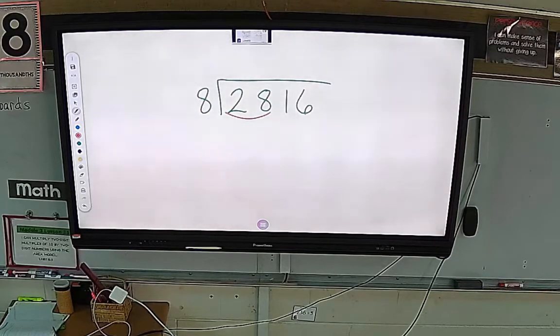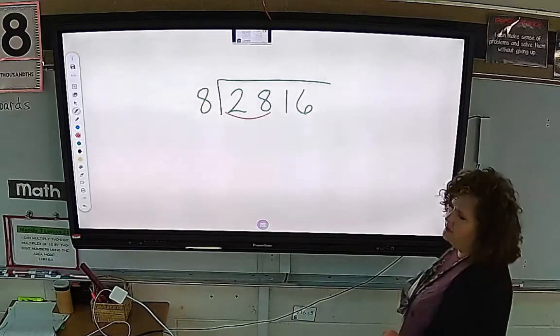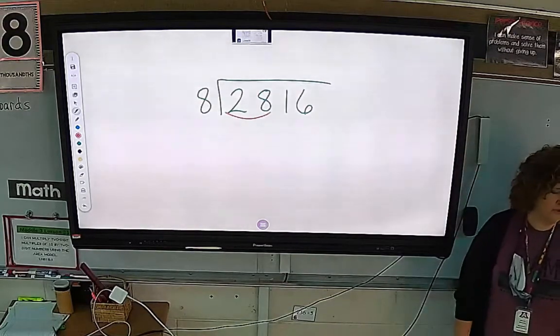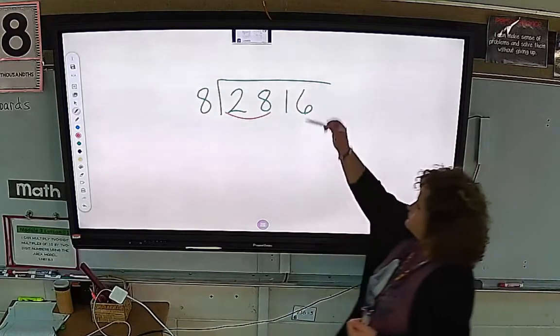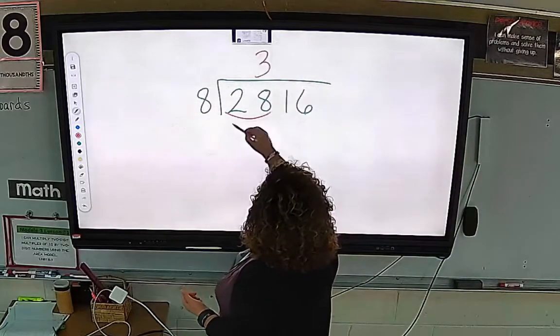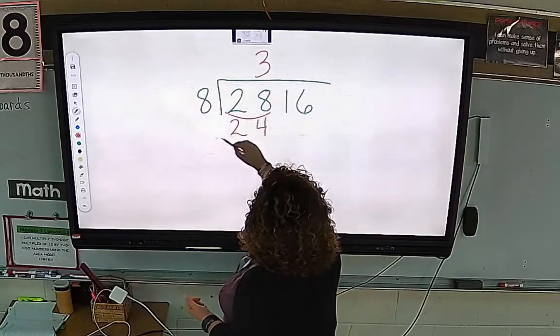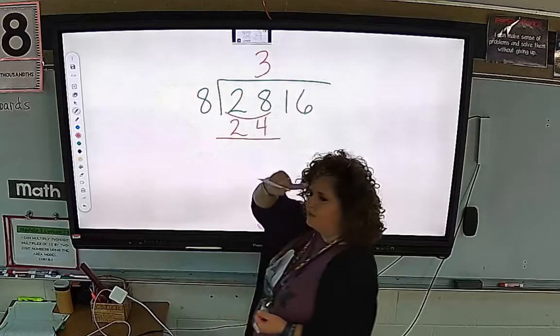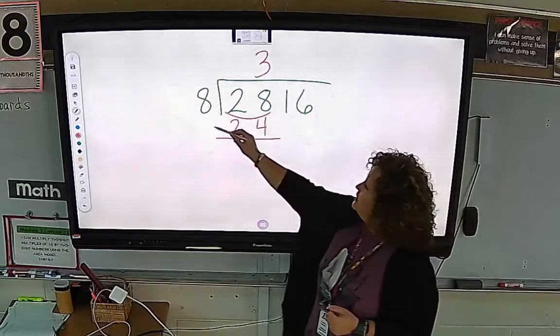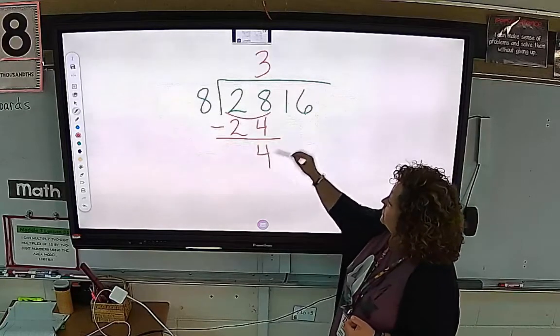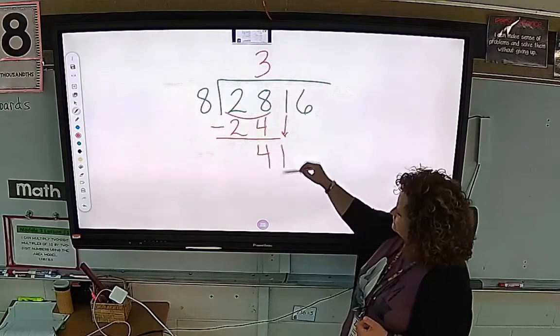Just had a few of these 8s problems on our sprint. How many 8s can we get out of 28? What's the most? Yeah, 2. Right now, I do 3. Okay, what's 8 times 3? 24. Okay. Because if I try to get one more, 8 times 4 is 32, so that's too big. I'm going to subtract that and get 4 and bring the next digit down.